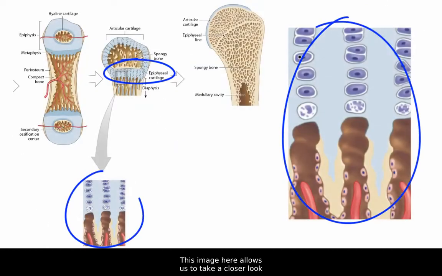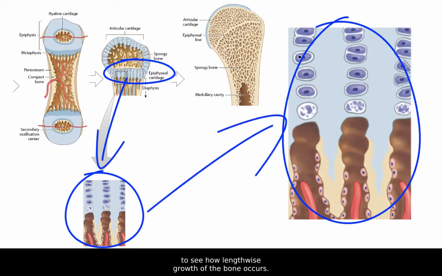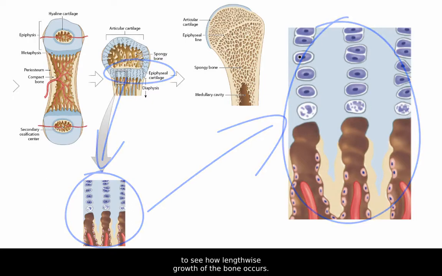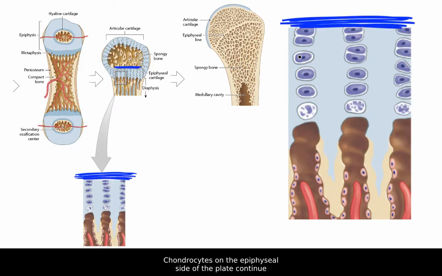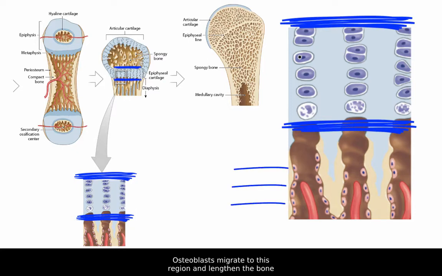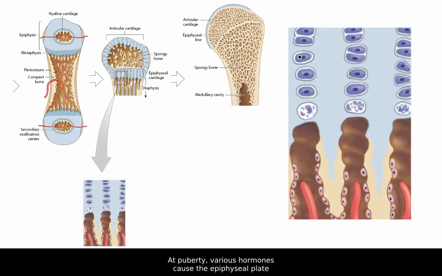This image here allows us to take a closer look at the epiphyseal cartilage to see how lengthwise growth of the bone occurs. Chondrocytes on the epiphyseal side of the plate continue to divide and enlarge, while those on the diaphyseal side die. Osteoblasts migrate to this region and lengthen the bone by laying down more bone. At puberty, various hormones cause the epiphyseal plate to be fully replaced with bone. This epiphyseal closure signals the end of skeletal growth.